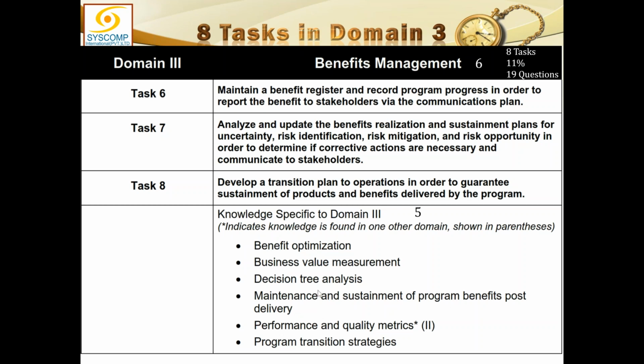Now, I think we were at business value measurement and decision tree analysis. Decision tree analysis probably is not a problem for you. You have already been through PMP and everything. Then is the maintenance and sustainment of program benefits post delivery. This topic and the last one, the program transition strategies, are specific to program management, and that needs you to apply your mind a bit and understand how you can maintain and sustain a program benefit post delivery. That is the sustainment plan you are creating.